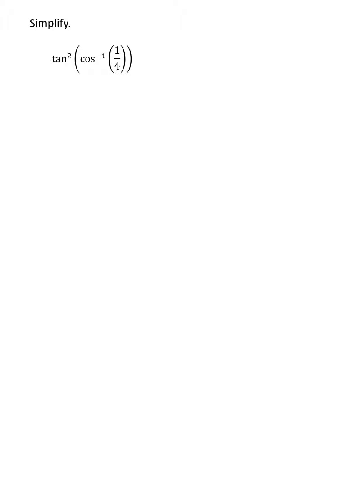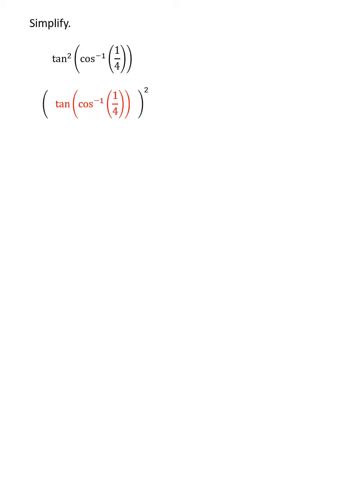Let's take a look at the third problem. The first thing that caught my eye was the squared above the tangent. And just to remind you, the tangent squared of any quantity is literally the squaring of the tangent of that quantity. And it's worth thinking about the squared that way because it reminds us that in order to do this problem, we're going to have to compute the tangent of the inverse cosine of 1/4 first.